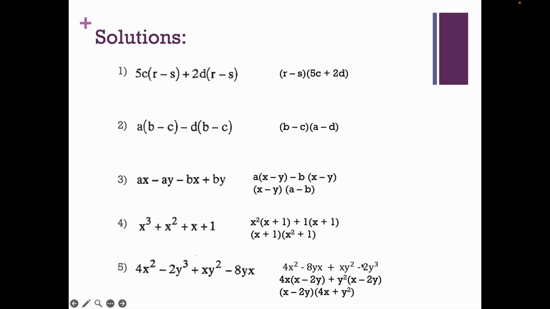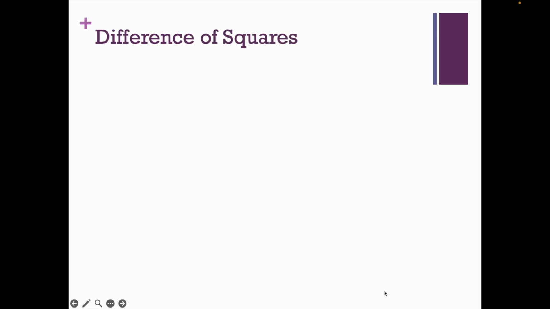Here's what happens. I have 4x squared minus 8yx. I remove a 4x. I'm left with x minus 2y after dividing. And in the last two terms, after I've rearranged it, I've removed a y squared, and I am left with, after dividing, x minus 2y. So I'm happy because I have an x minus 2y identical bracket, and then I'm left with 4x plus y squared, and that becomes its own bracket.